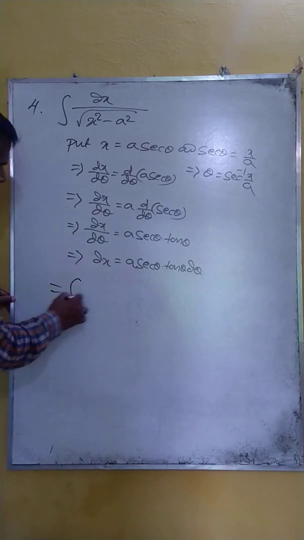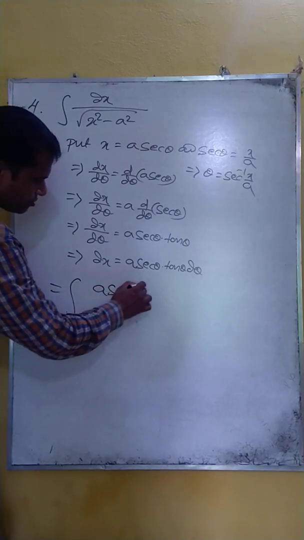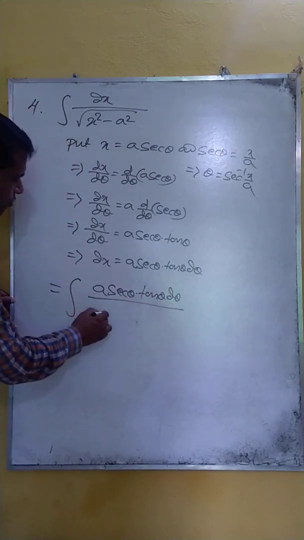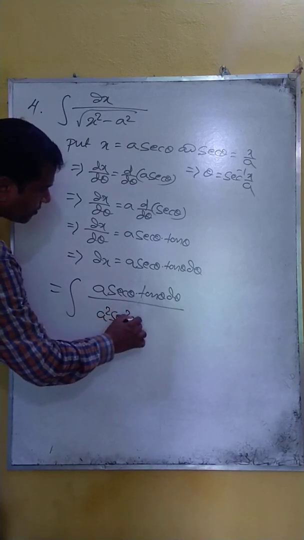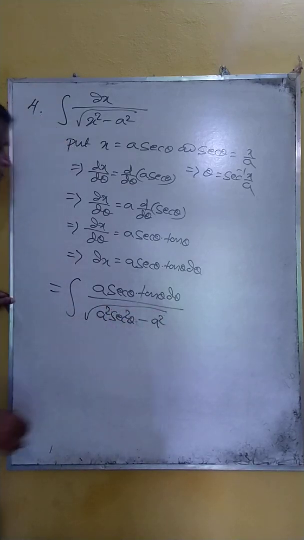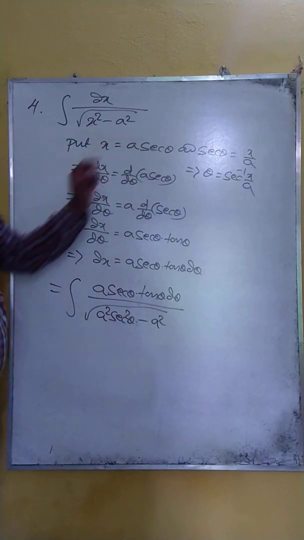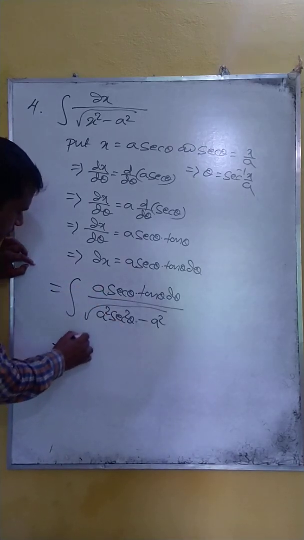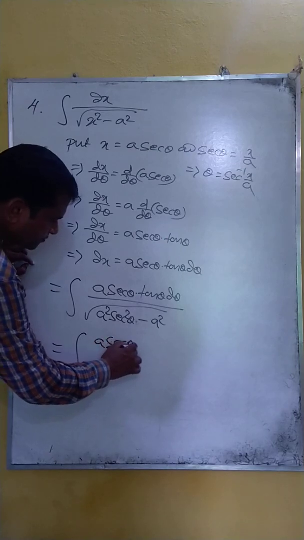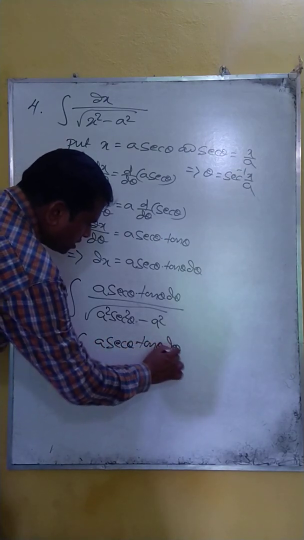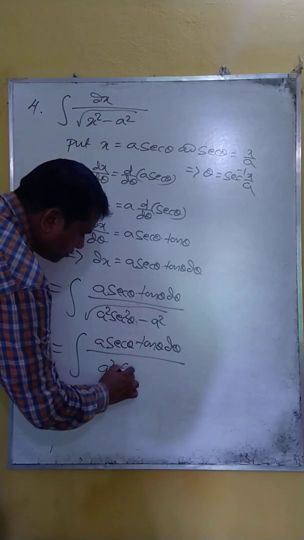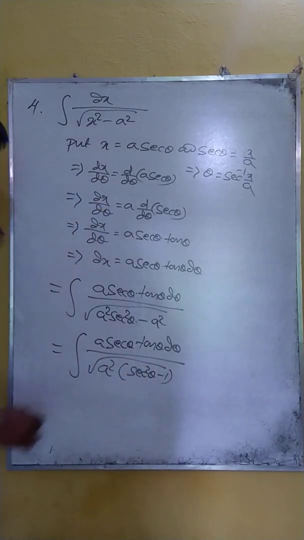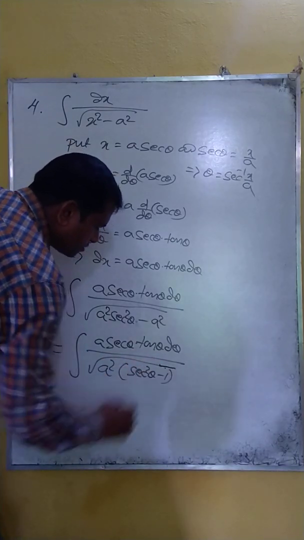So the integral becomes a sec θ tan θ dθ divided by root of a² sec²θ minus a². In place of x we put a sec θ. So here x² means a² sec²θ. That equals the integral of a sec θ tan θ dθ divided by root of a² times sec²θ minus 1. Okay.